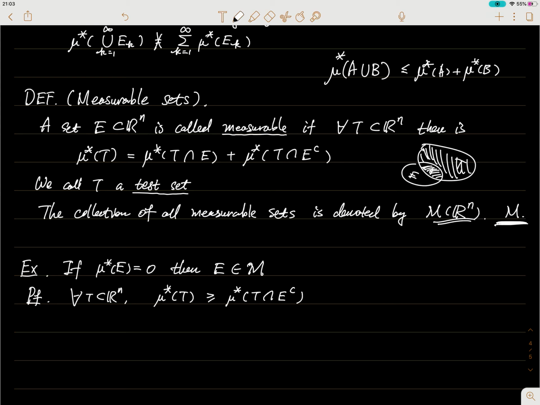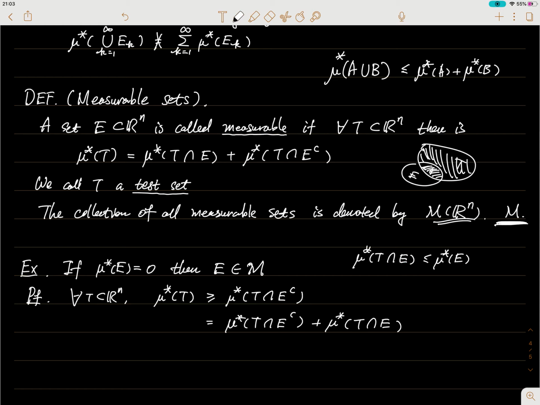And then we can also show that this is equal to this plus this. And the reason is the second term I'm writing here must be 0. This is because the mu star of t intersection E must be less than or equal to the mu star of E. It's because the intersection here must be a subset of E, right? So we must have that.